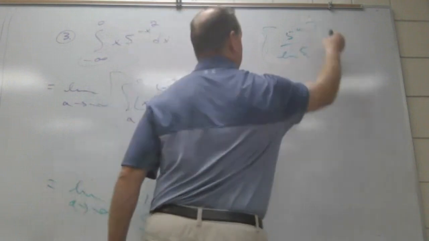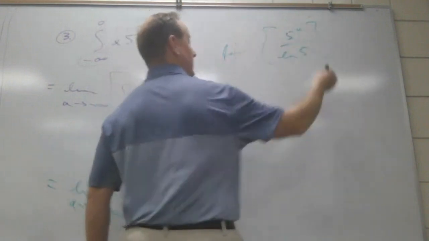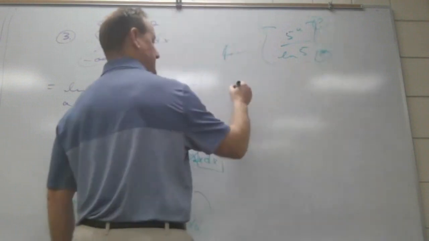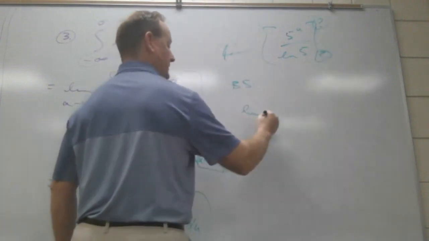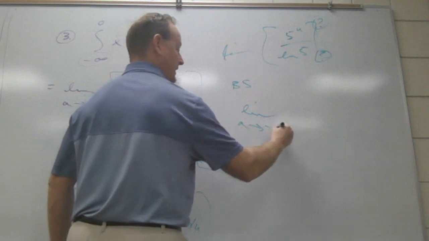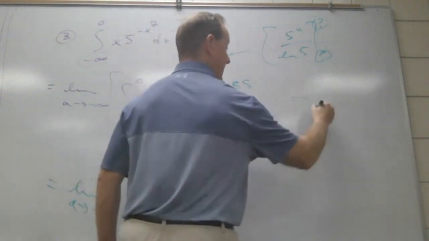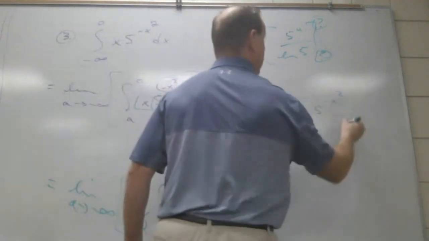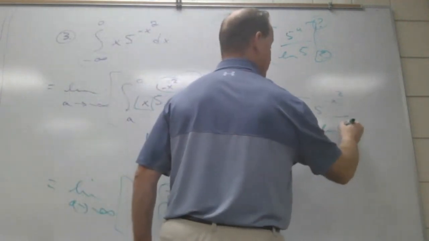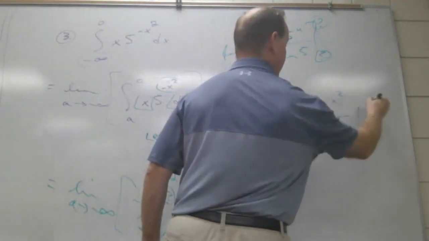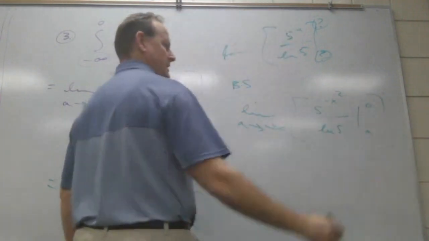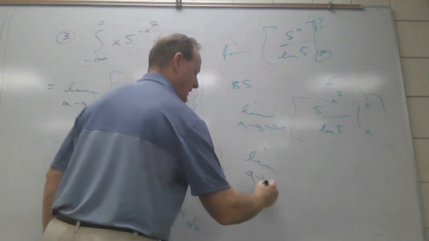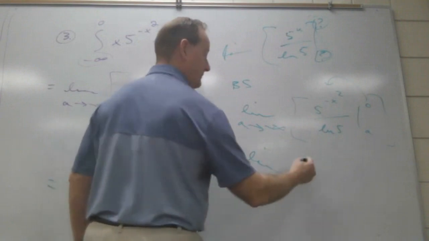Okay, so we got the limit of this, and this, of course, is evaluated from I don't know to I don't know. So let's just back substitute and make it right. Now we're going to take the limit as a goes to negative infinity of 5 to the minus x squared over natural log 5, which is just a constant, evaluated from a to 0, right? So we can plug in 0 first. Remember, we do the limit last. A goes to negative infinity.